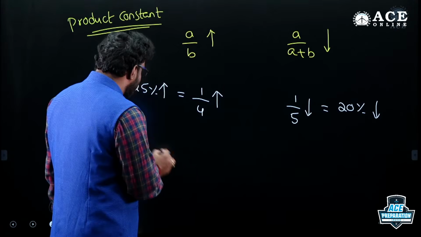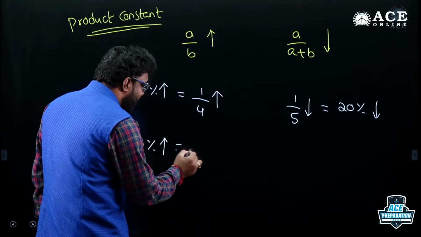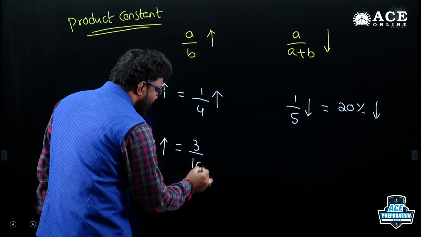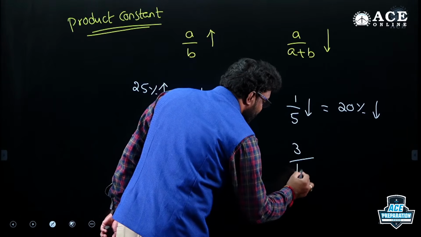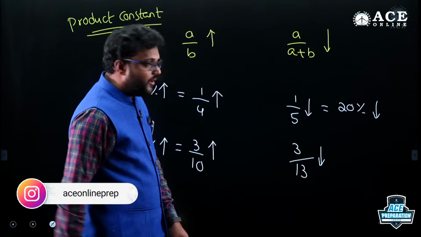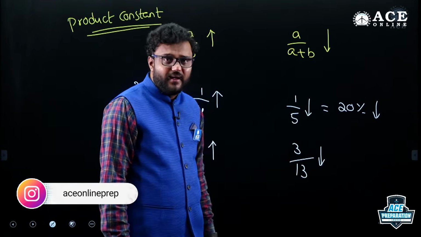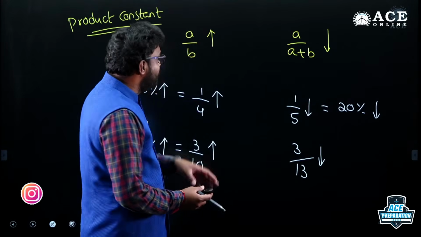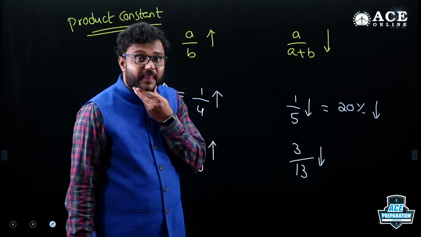If it is 30% increase, 30% means 3 by 10, 30 by 100. If 3 by 10 increase is there, then decrease should be 3 by 13. 3 by 13 into 100, you have to convert into percentage, so we multiply with 100. That will give the value. But just try to understand, if it is A by B increase, decrease should be A by A plus B.